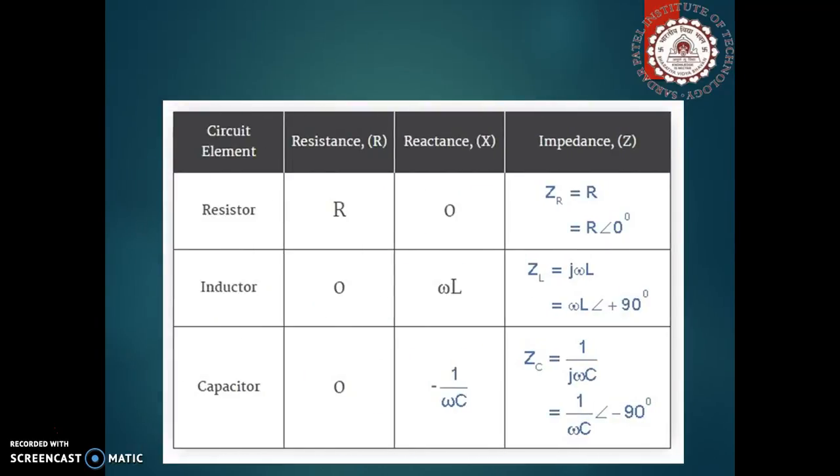This is a summary of what we just studied. In a resistor, the impedance is equal to R and there is no phase difference. It has no reactance. In an inductor, the reactance is equal to omega L and it has a phase difference of plus 90 degrees since voltage leads the current. And in a capacitor, it has a reactance of minus 1 by omega C and the negative sign is because of the minus 90 phase difference since current leads the voltage.